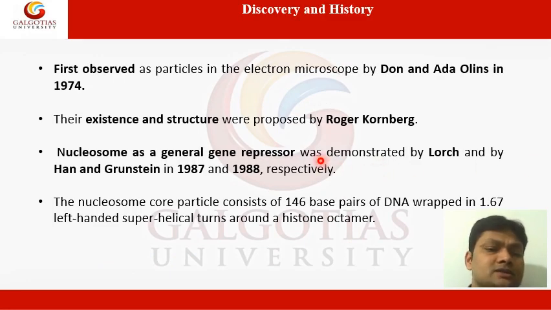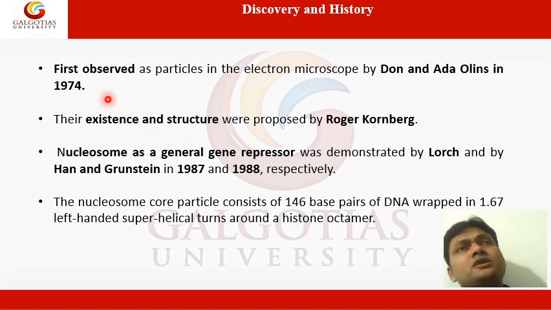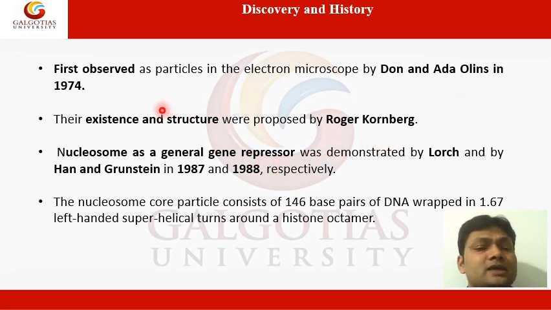Now we will discuss some history, the discovery and some discoverers of the nucleosomes. First of all, the nucleosomes were first observed as very small particles under the electron microscope, and the scientists who first observed them were Don and Ada Olins, in 1974. Their existence and structure were first proposed by the scientist Roger Kornberg.